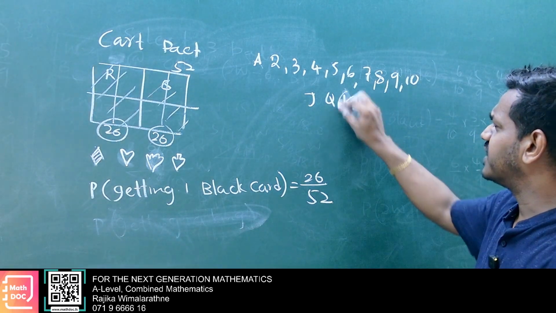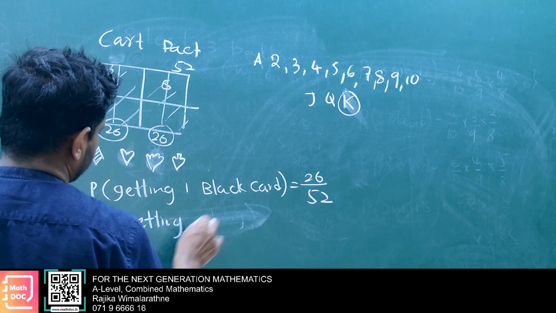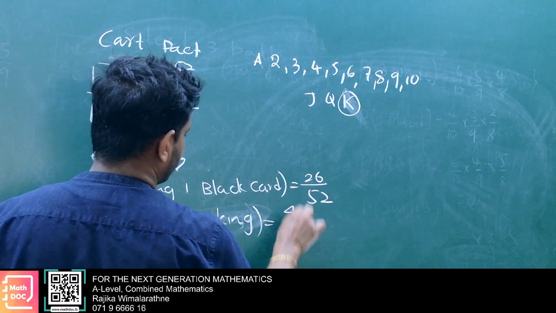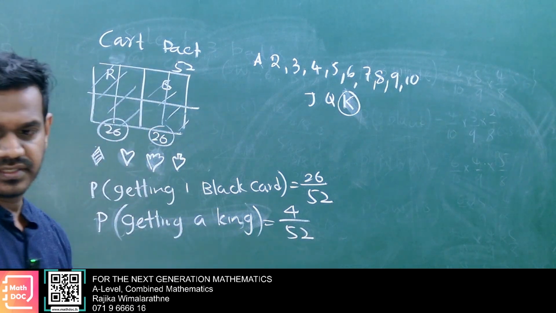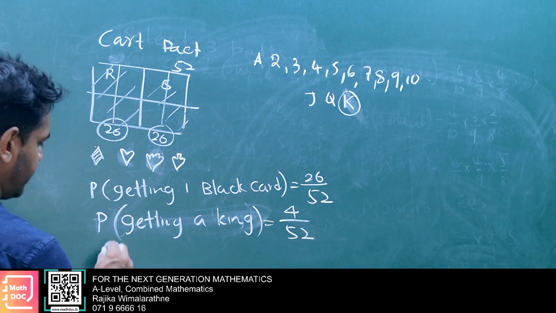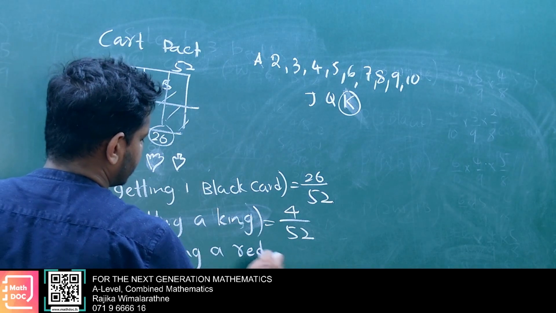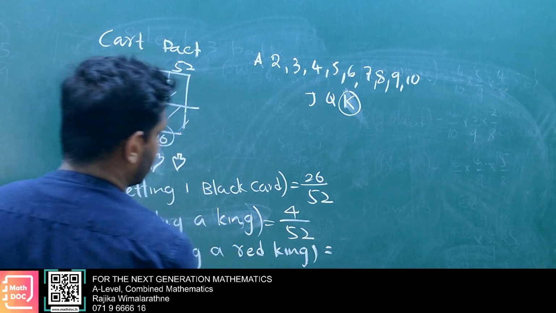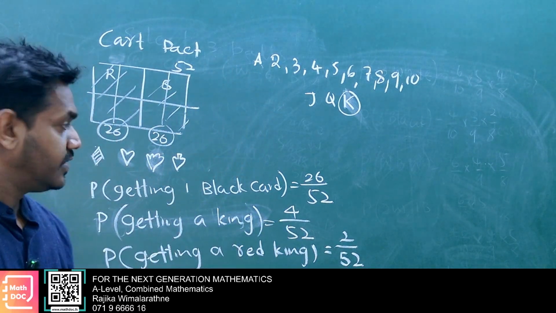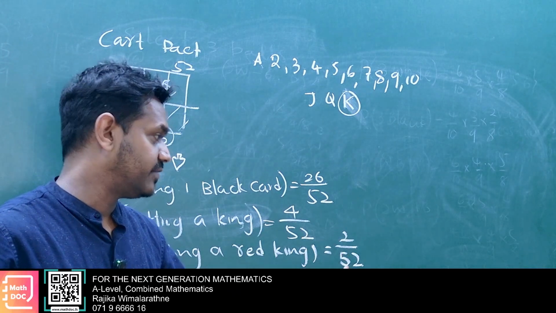Okay, here 4 kings. Now P, getting a king. So here we have 4 kings, altogether 52. Okay. P, getting a red king. So we have 2 red kings, altogether 52. All kings: 4 divided by 52. Getting a red king, we have 2, 2 divided by 52.